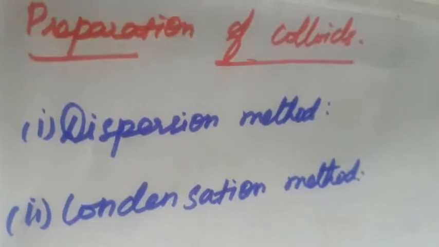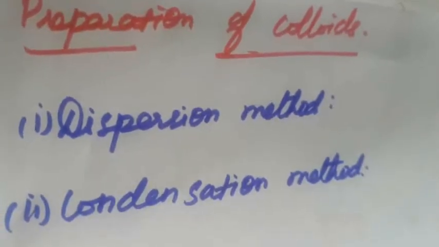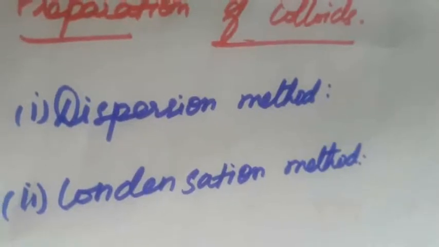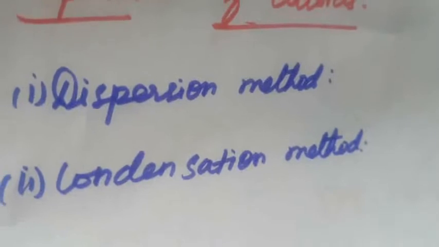Colloid na enna, nama precipitate mari or a semi liquid mari nama vandu or solution prepare pandrom. So what are the methods we are going to use to prepare the colloid? There are two: the first one is the dispersion method and the second is the condensation method.